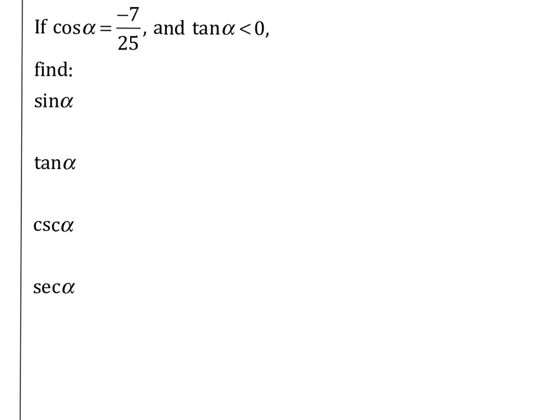Last up, we've got a kind of trig puzzle. I've got cosine of alpha is negative 7 over 25, and tangent of alpha is less than 0. Okay, first thing I want to do is figure out what quadrant this is supposed to be, and I'm going to use these two pieces of information to figure out that quadrant. So I know that looking at my 4 quadrants, all are positive, and then sine is positive, then tangent is positive, then cosine is positive.